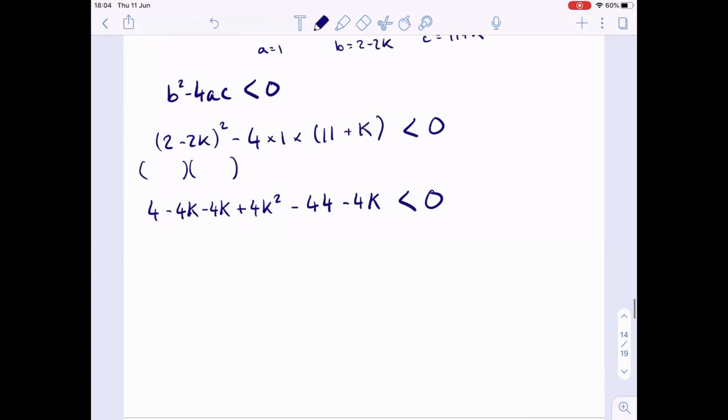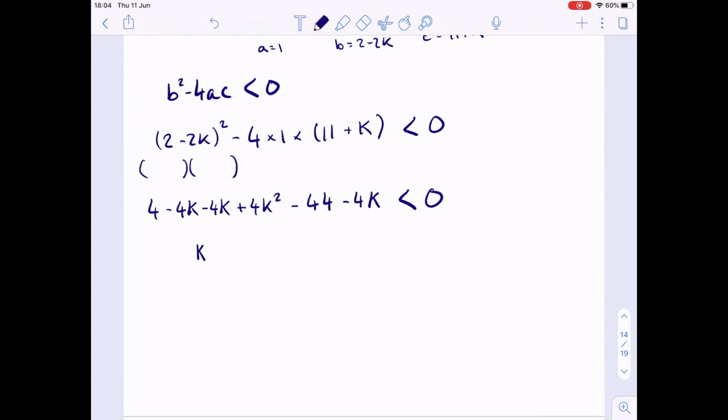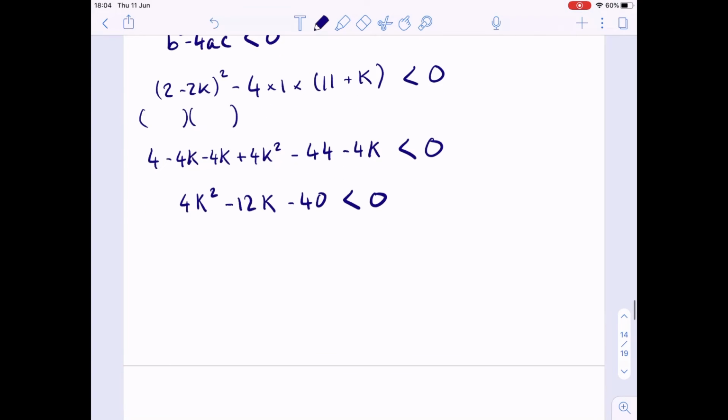That's going to be less than 0. Let's start collecting all of our terms together now. So I've got 4k squared, I've got minus 12k altogether, and I've got minus 40 in constants. Now I'd notice here that everything is a factor of 4, so a multiple of 4 I should say. So let's divide everything through by 4 to neaten it up.